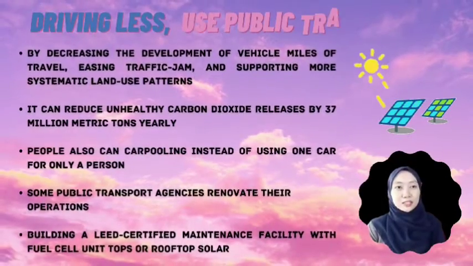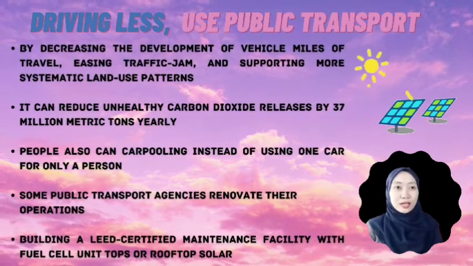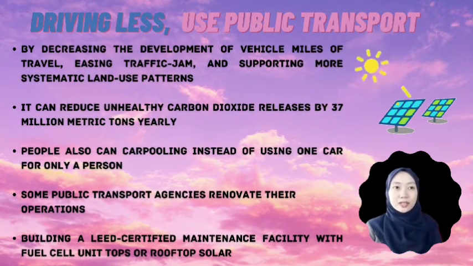Next is driving less. To limit driving, the government needs to encourage people to use public transportation more. By using public transportation, it can lessen greenhouse gas emissions that lead to ozone depletion. Data prove that on average 85% of transportation sector discharge is connected to the surface transportation system. By reducing the growth of vehicle miles of travel, easing traffic jams, and supporting more systematic land use patterns, public transportation can lower unhealthy carbon dioxide releases by 37 million metric tons yearly.